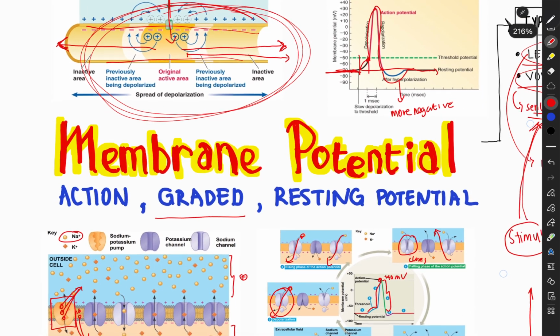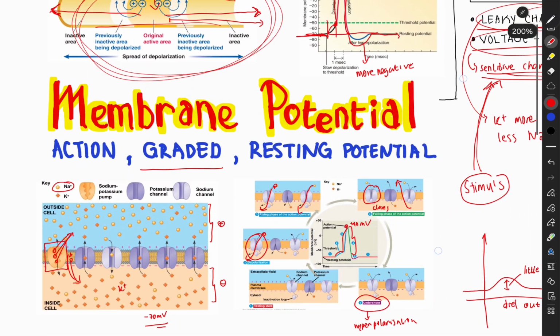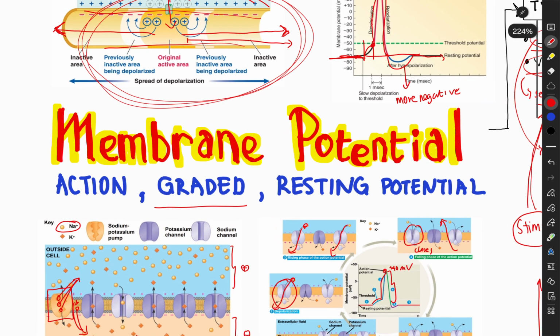Basically, that's all you need to know to understand the next chapter. Oh, I mean the coordination chapter. Yeah, thank you and bye.